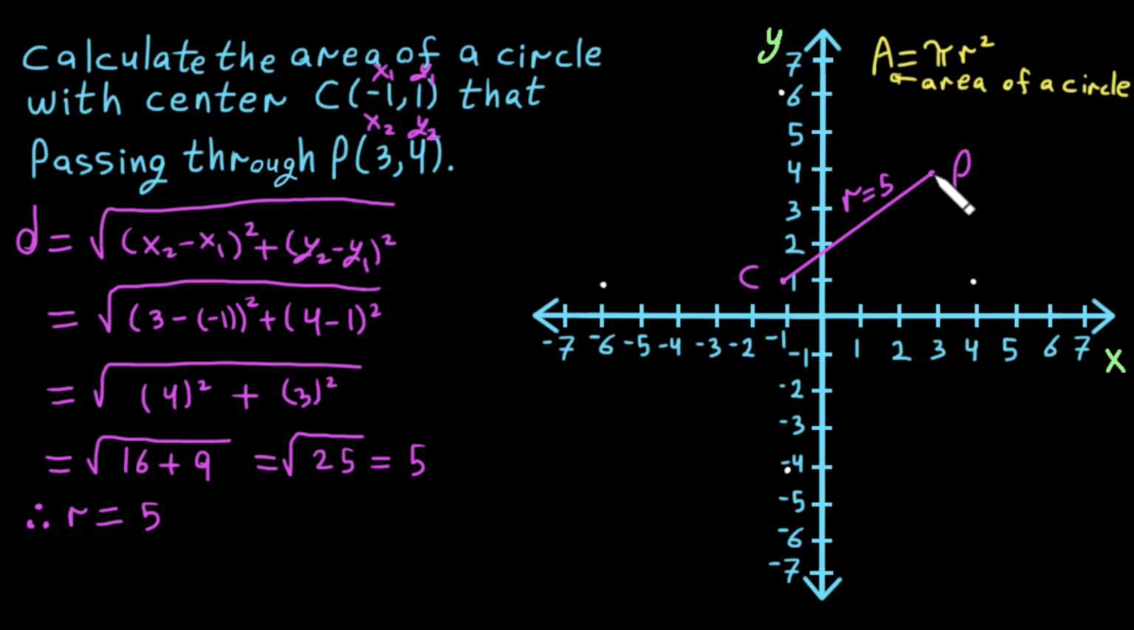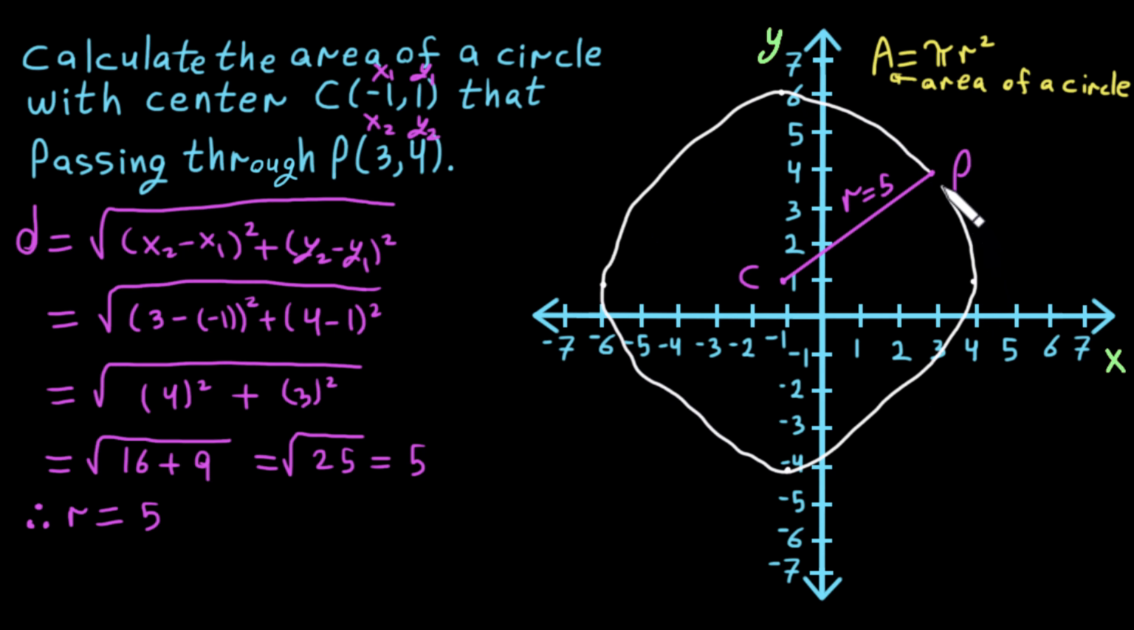Let's draw the circle now. I will start from here. It looks like this. As you can see, now we can draw it more accurately because we know the radius r is 5. From here to there is 5, and every radius here is 5 units.